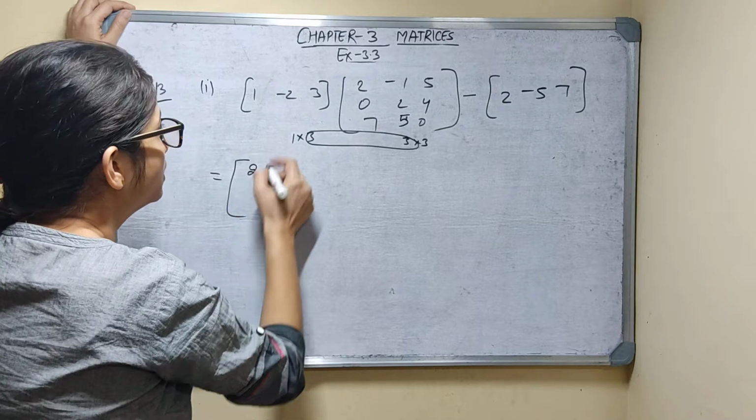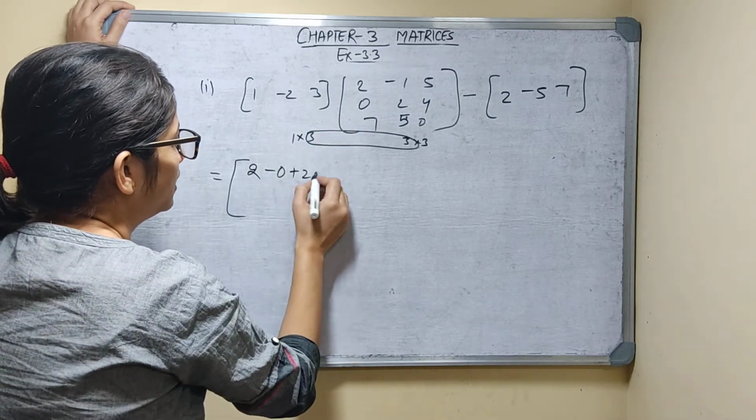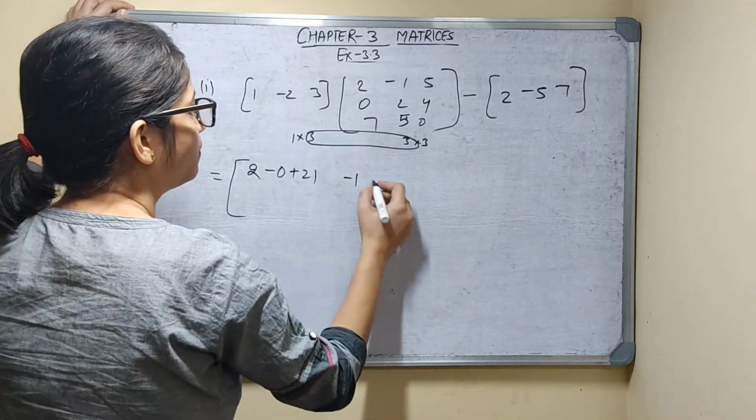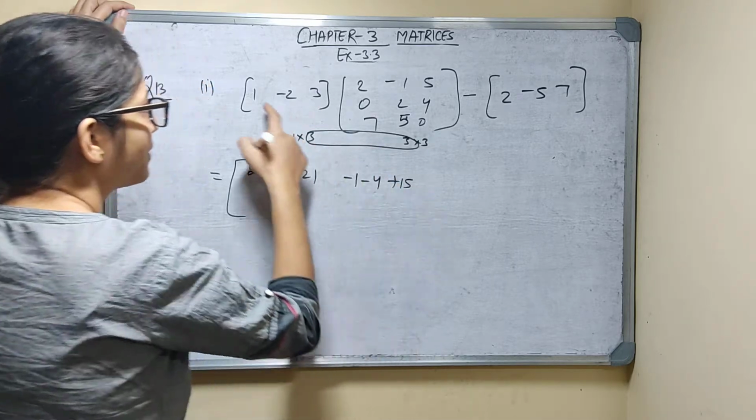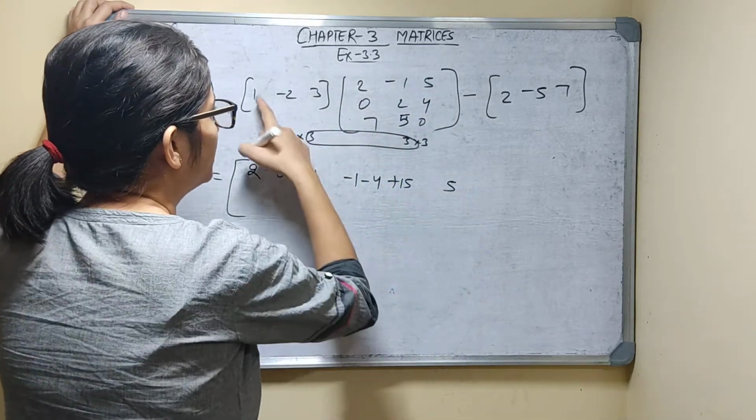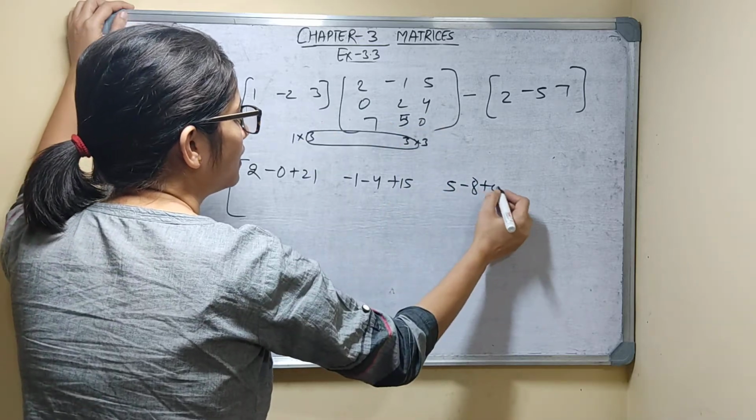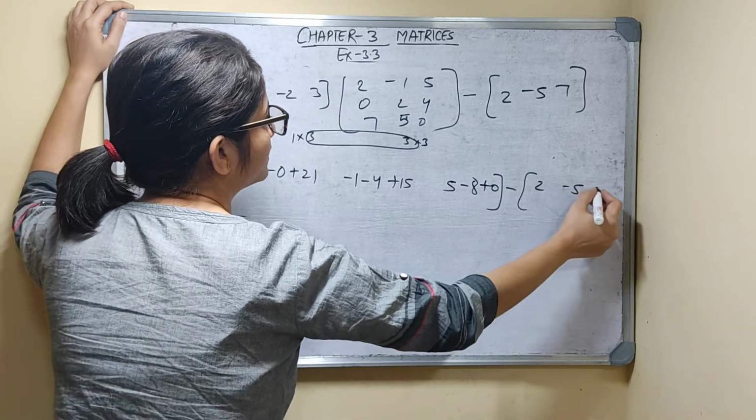So, 1 into 2 is 2, minus 2 into 0 is 0, plus 3 into 7 is 21. Then 1 into minus 1, minus 2 into 2 is minus 4, 3 into 5 is plus 15. Then 1 into 5 is 5, minus 2 into 4 is minus 8, plus 3 into 0 is 0. The last matrix I am writing as it is: 2, minus 5, 7.